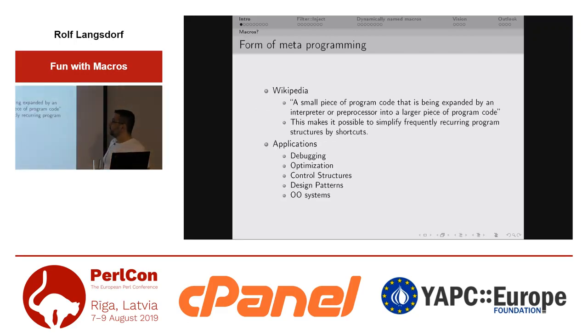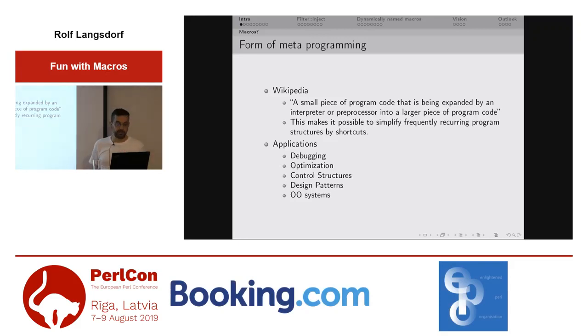What are macros? According to Wikipedia, they are a small piece of program code that is being expanded by an interpreter or preprocessor into a larger piece of program code. It's a kind of metaprogramming. You can use it for debugging, for optimizations, for creating your own control structures, for design patterns or DSLs. You can use it for a lot of things.